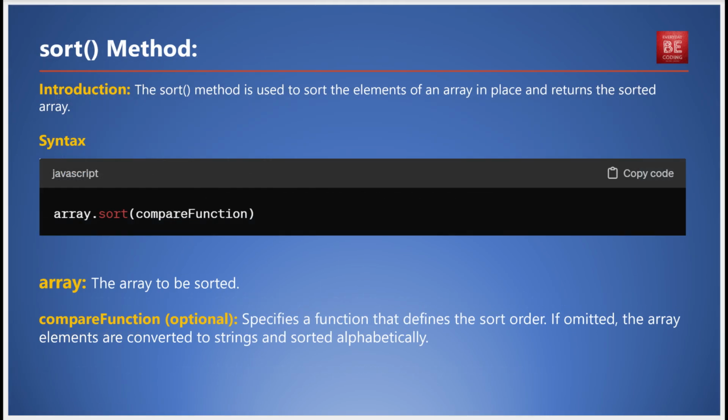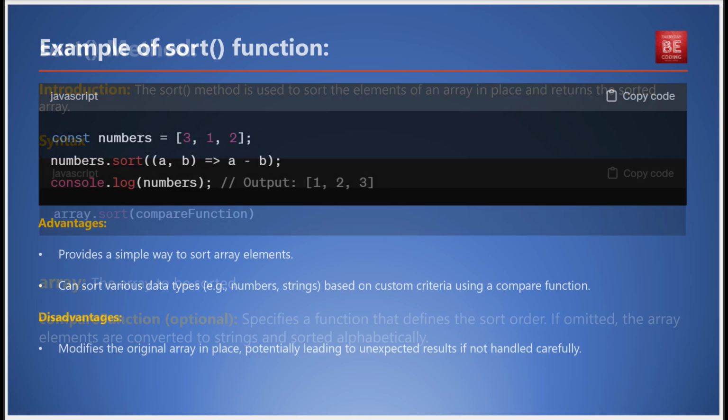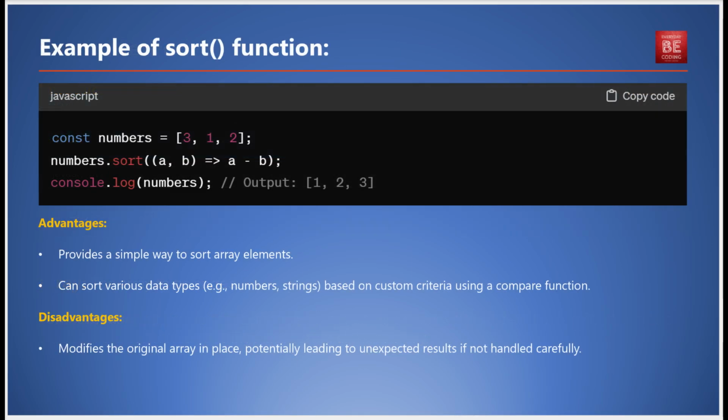Finally, let's look at the sort method. This method sorts the elements of an array in place and returns the sorted array. The syntax is array.sort(compareFunction). The compare function is optional. If you omit it, the array elements are converted to strings and sorted alphabetically. Here's how you might use the sort method.